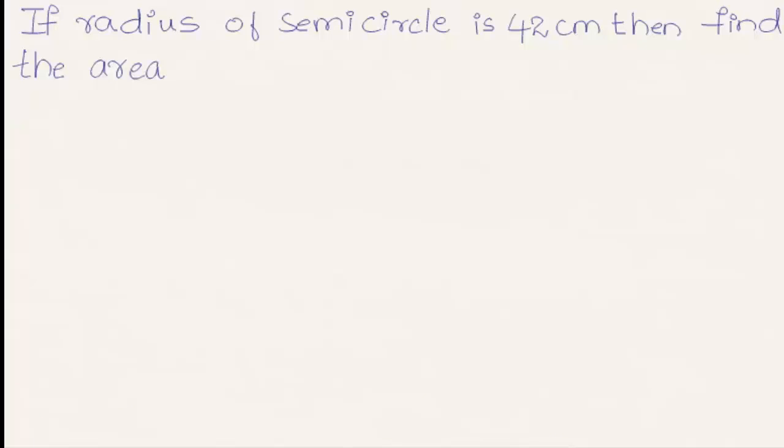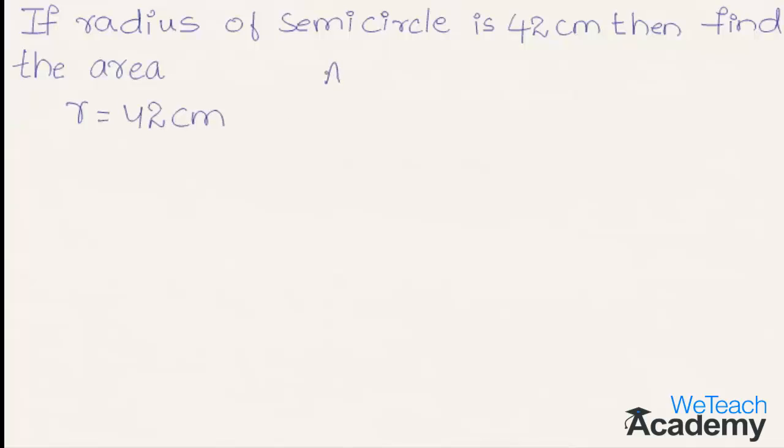So here the given example is, if radius of a semicircle is 42 centimeters, then find the area. Given radius of semicircle is equal to 42 centimeters, and we already know that area of semicircle is given by the formula 1 by 2 into pi r square, that is half of area of circle.